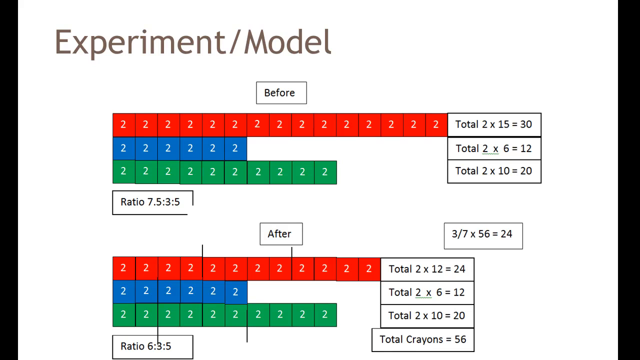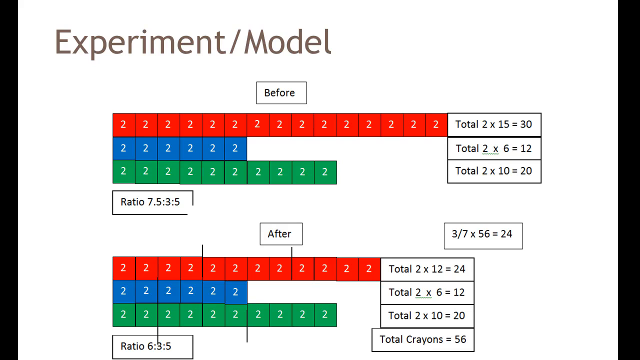Before, the total is 2 times 15 equals 30. 2 times 6 equals 12. And 2 times 10 equals 20. So the ratio is 7.5 to 3 to 5.